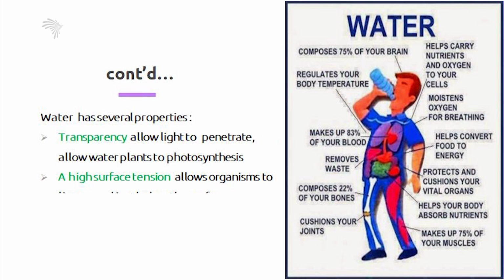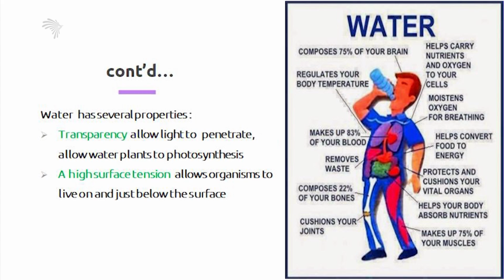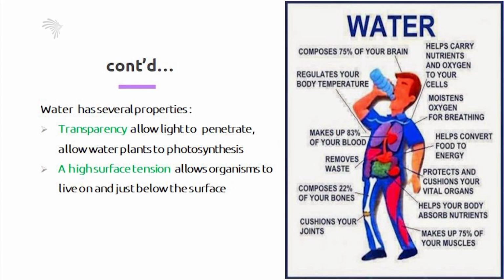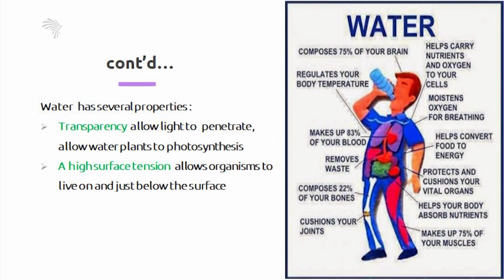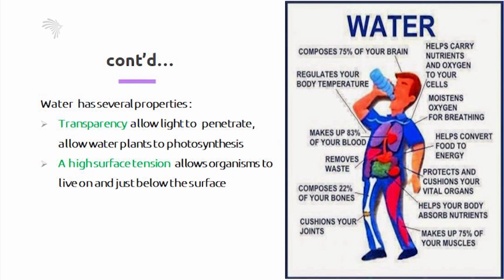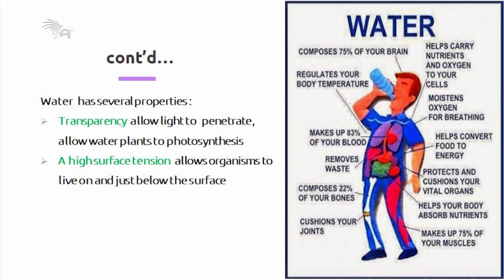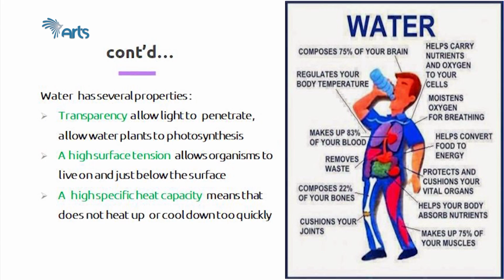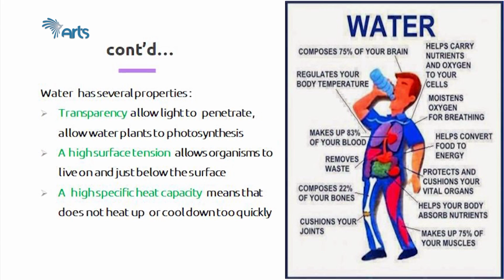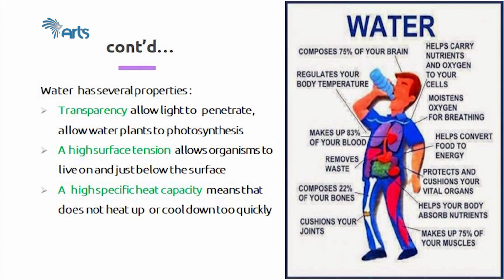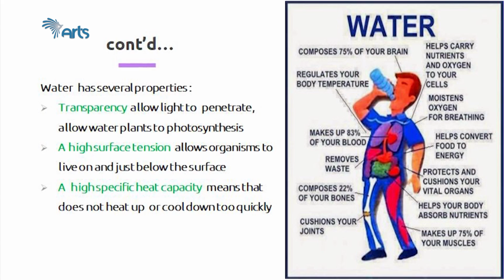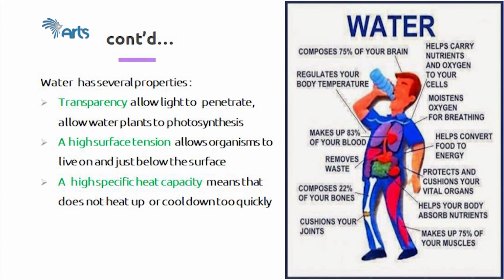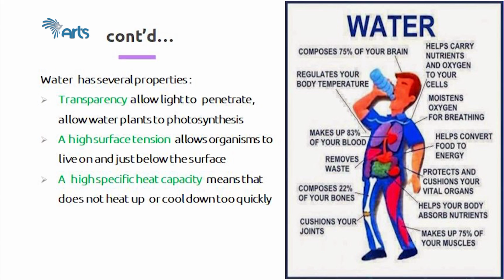Another property is high surface tension. The water molecules join together by hydrogen bonds, and many creatures can live on the surface. Insects walk over it without any obstacles, and living organisms can live below the surface. So this is very important for living creatures. Another important property of water is a high specific heat capacity. Water does not heat up or cool down quickly. If you go to a lakeside or riverside in the daytime, until noon the water is cold. Gradually it heats and gradually it cools. This is important for living creatures.